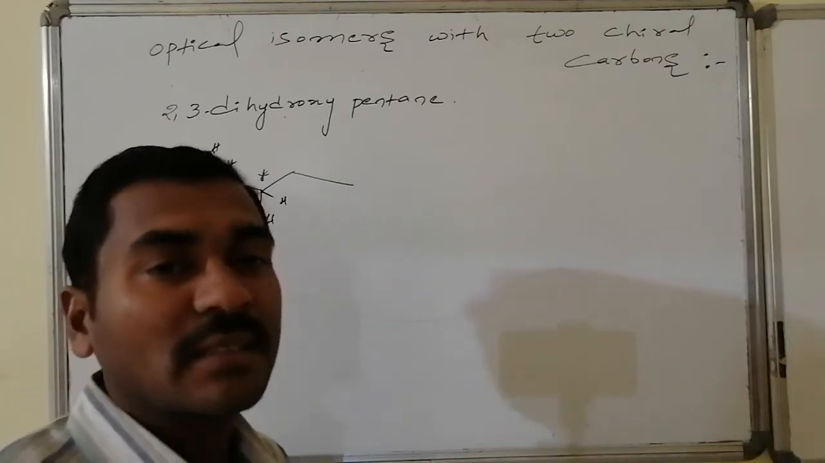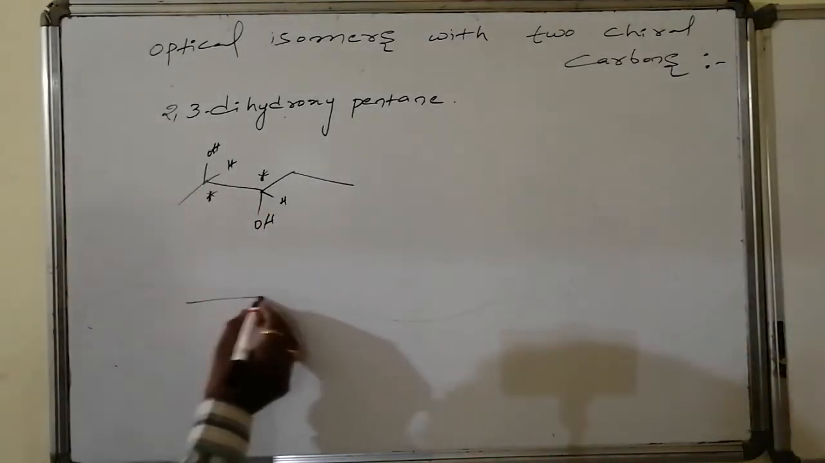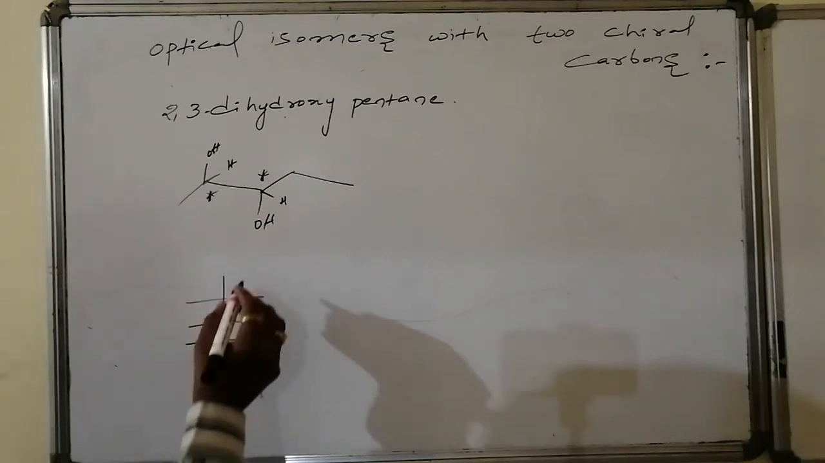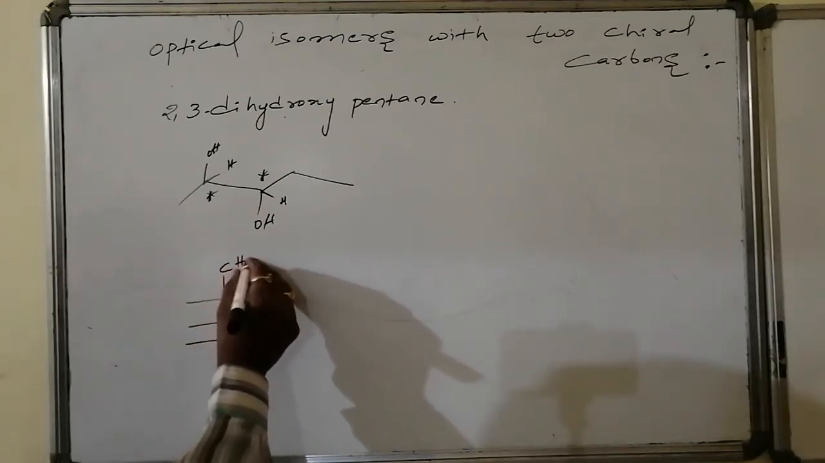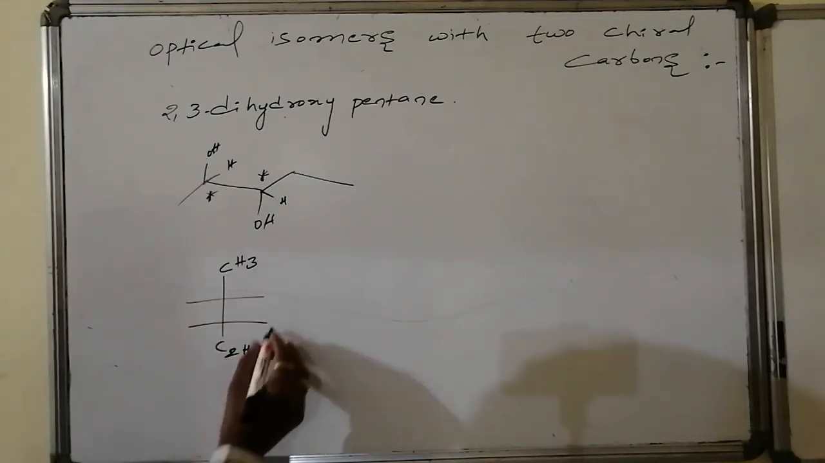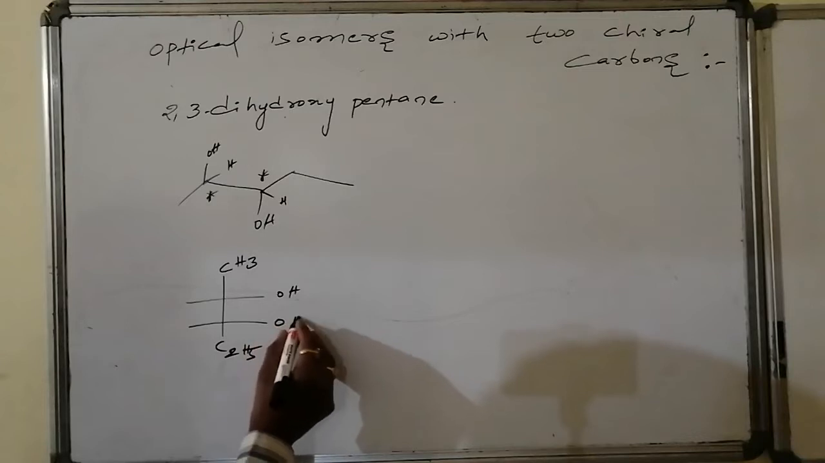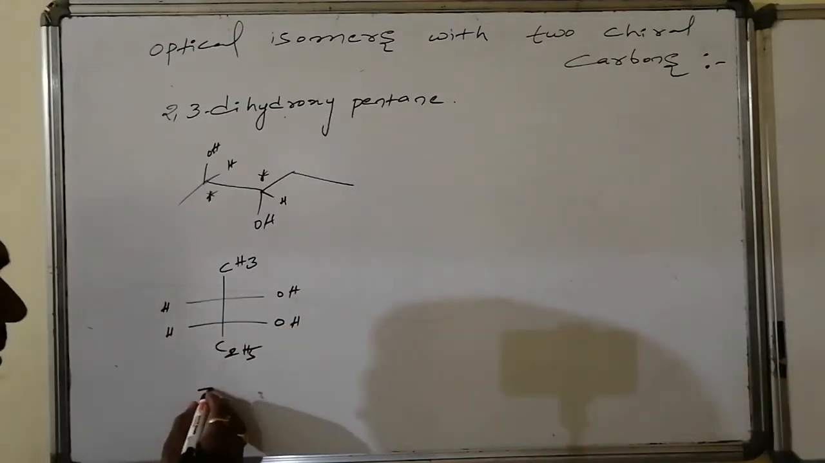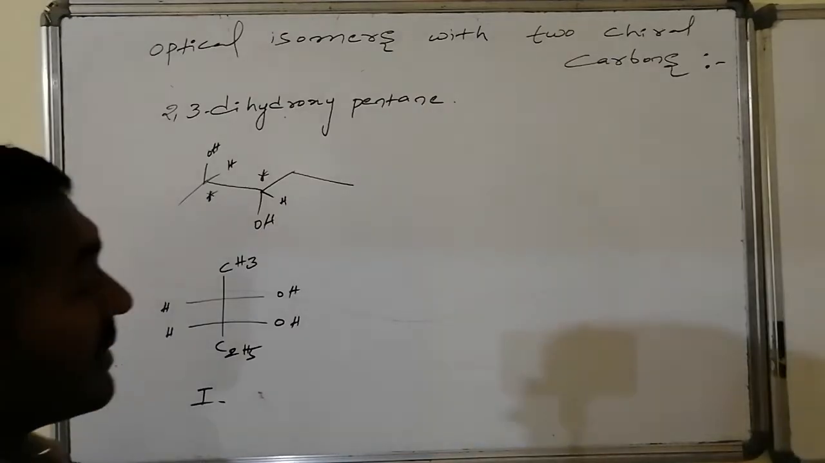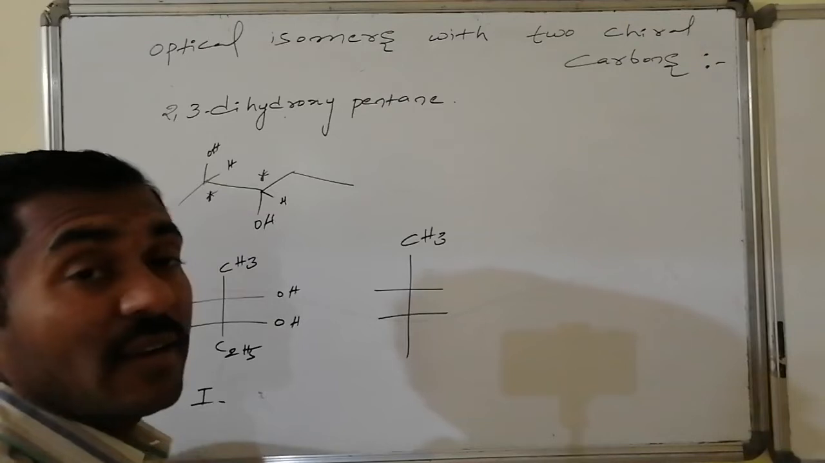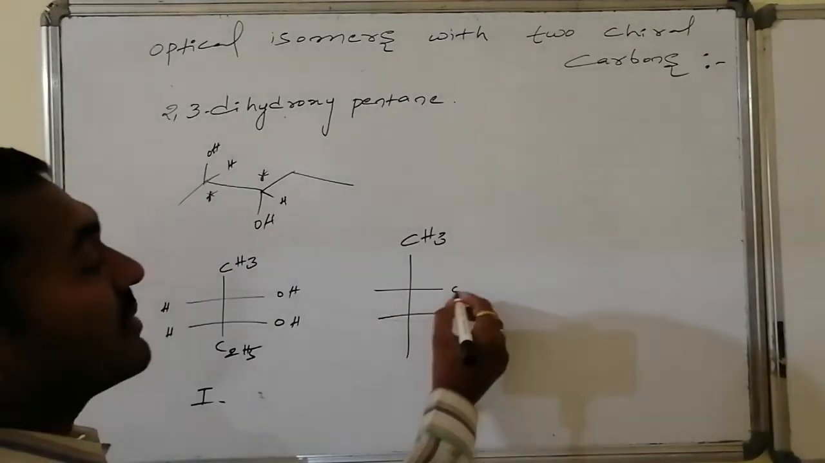What is the relationship? Now here if I write the Fisher projection, here is the methyl group, and here it is connected with 2 chiral carbons, followed by one OH towards the right, the other OH also towards the right. This is number 1. I can write another isomer, where the stereochemistry can be adjusted in such a way that at the third carbon the stereochemistry differs.